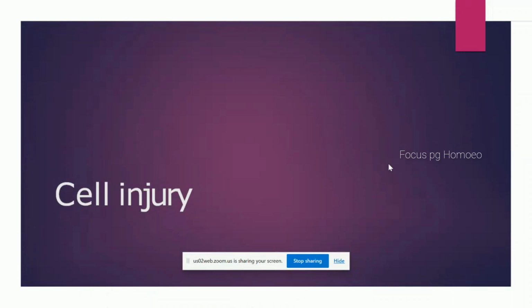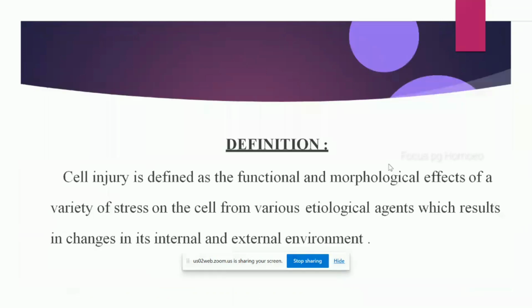Now I am dealing with cell injury. From second year itself, we studied about cell injury. Cell injury means the functional and morphologic effects of a variety of stresses on the cells from various etiological agents, which result in changes in its internal and external environment. That is cell injury.